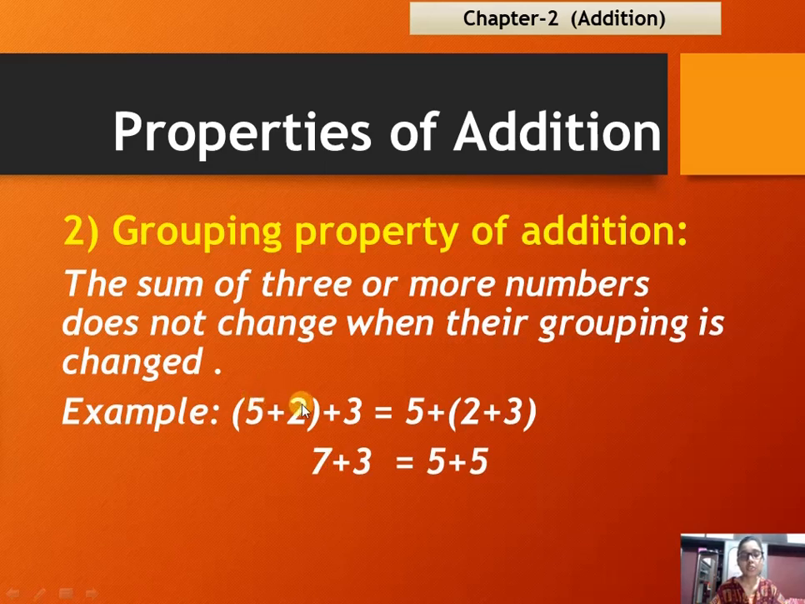5 plus 2 is equals to 7, plus 3. 5 plus 2 plus 3 is equals to 5 plus 5. Now 7 plus 3 is equals to 10 and 5 plus 5 is 10. Now as you can see here, there is no change in the answer. The answers on both the sides are same.